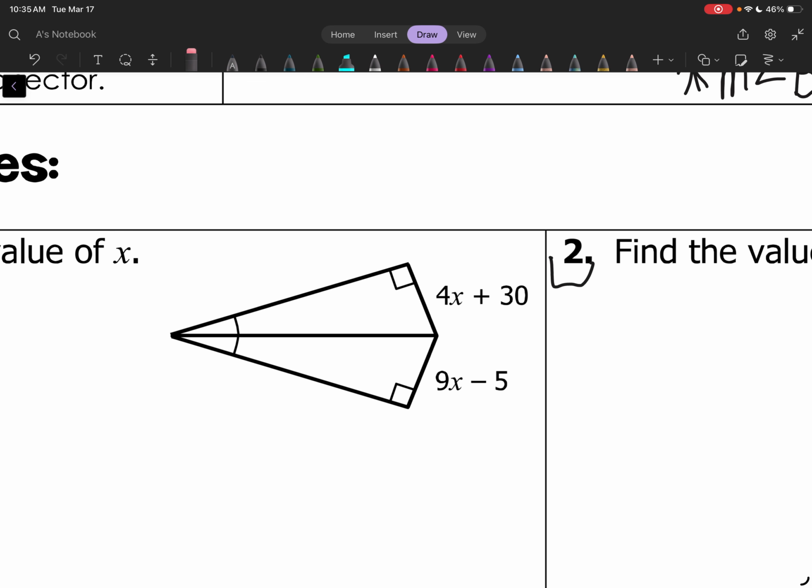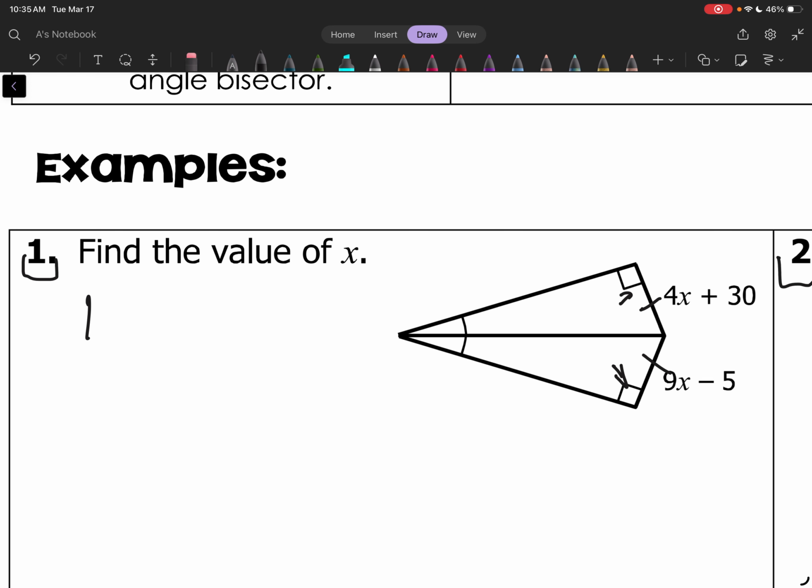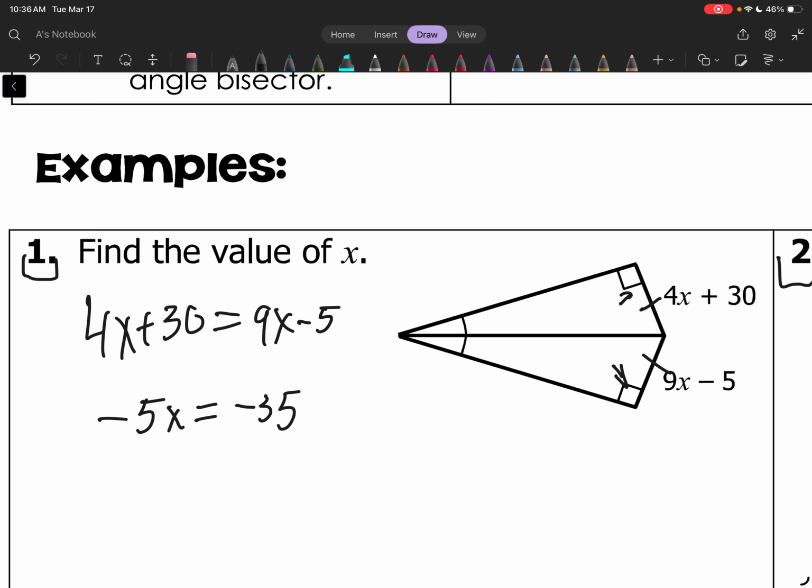Number 1, I notice that I have an angle bisector here because I have the angle markers here and here. I notice I have perpendicular lines. Therefore, I know these line segments must be congruent. 4x plus 30 equals 9x minus 5. Negative 5x is equal to negative 35. X is equal to 7. Finished.